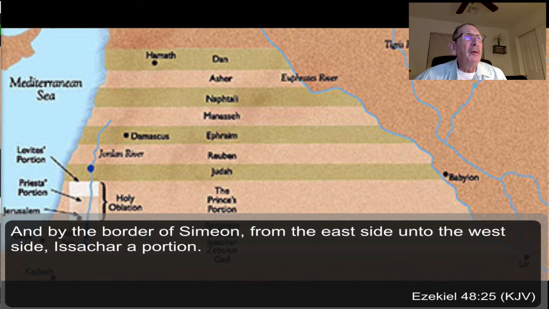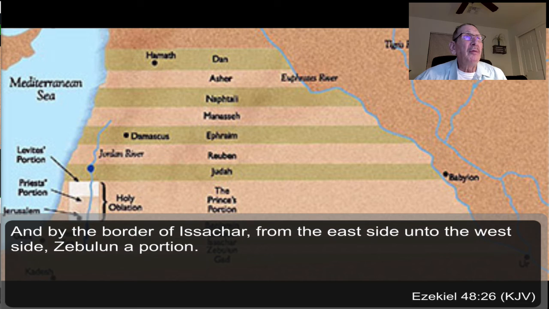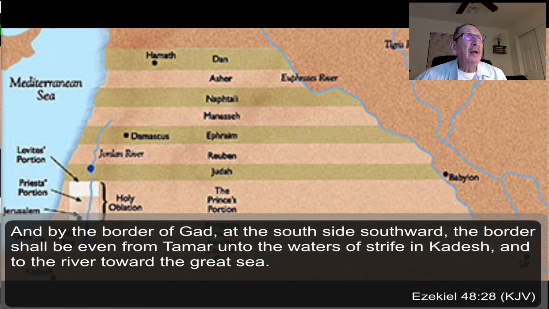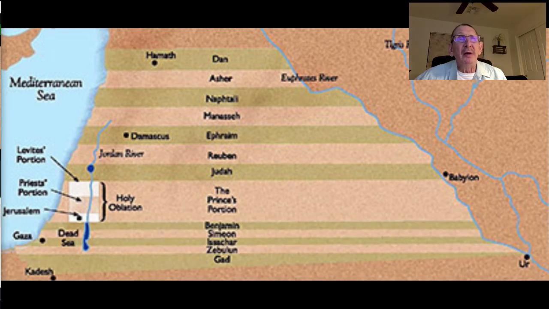And by the border of Simeon, from the east side unto the west side, Issachar a portion. By the border of Issachar, from the east side unto the west side, Zebulun a portion. By the border of Zebulun, from the east side unto the west side, Gad a portion. And by the border of Gad at the south side, southward, the border shall be even from Tamar unto the waters of strife and Kadesh, and to the river toward the great sea. So you can see that here at the bottom.